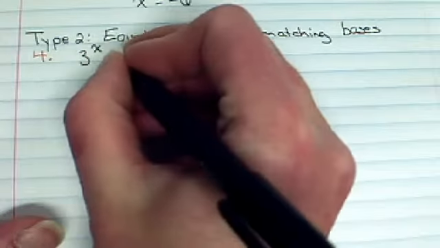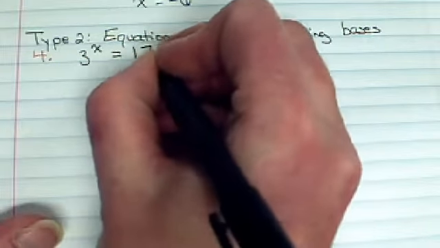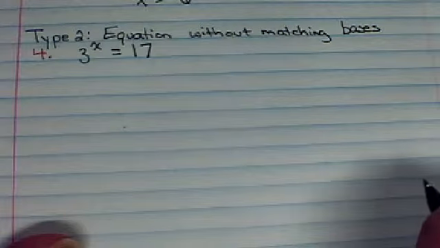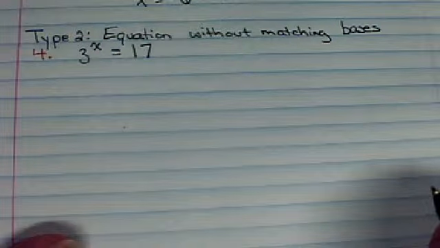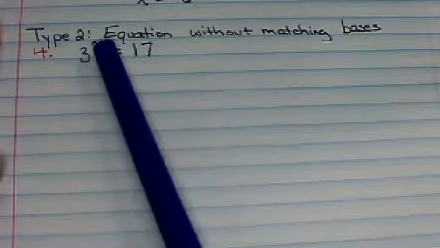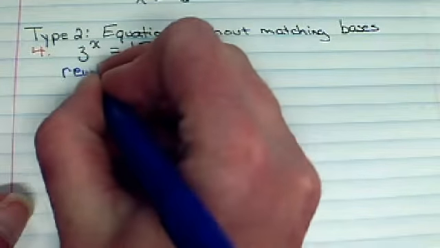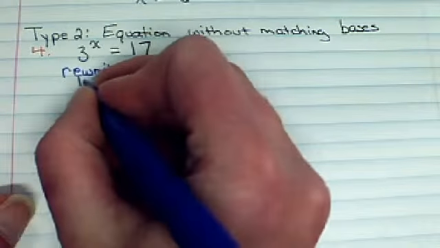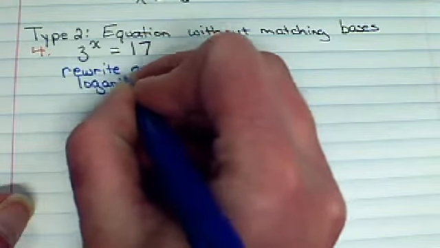3 to the x equals 17. It's still an exponential equation. Our variable is in the exponent. Well, one way I can do this is, since the variable's in the exponent and it's only on one side, one way I can approach this problem is to rewrite as a logarithm. That's why we did so much practice rewriting.